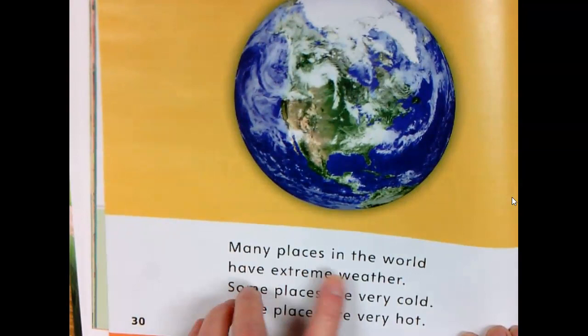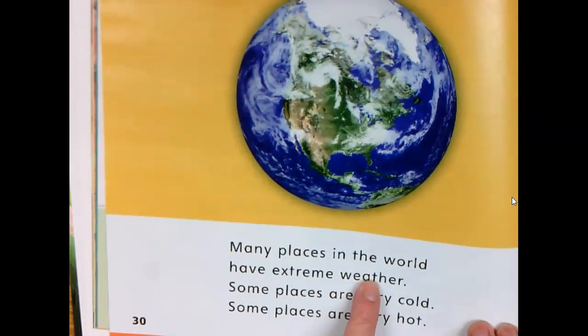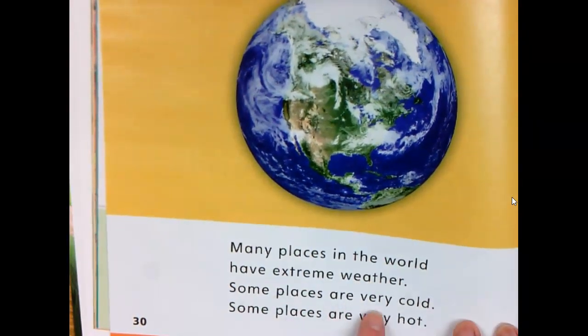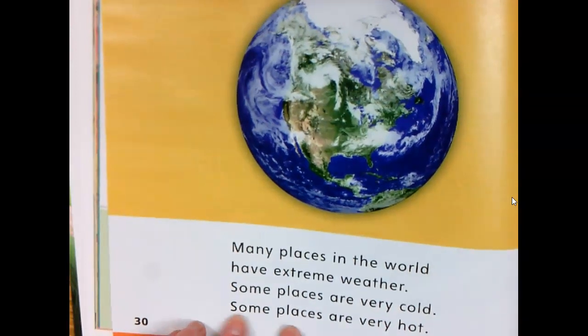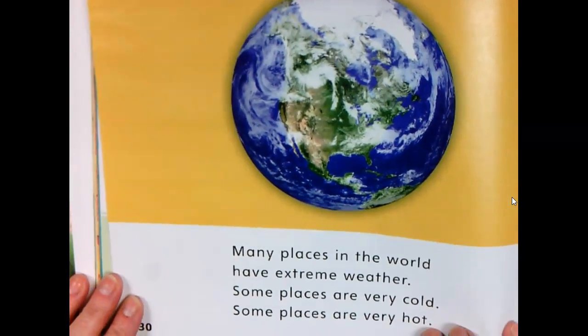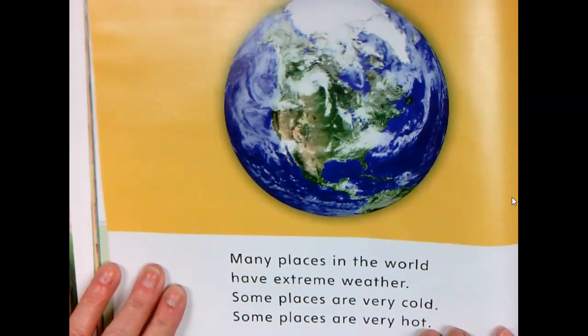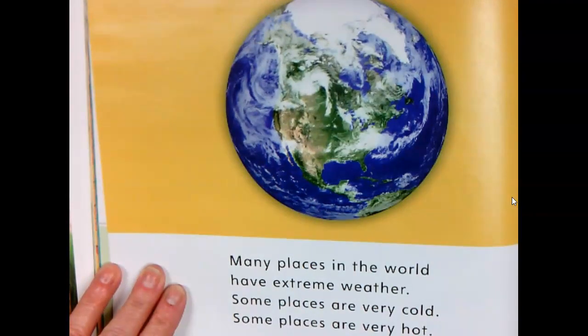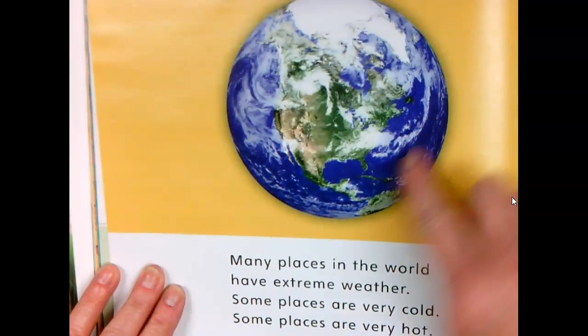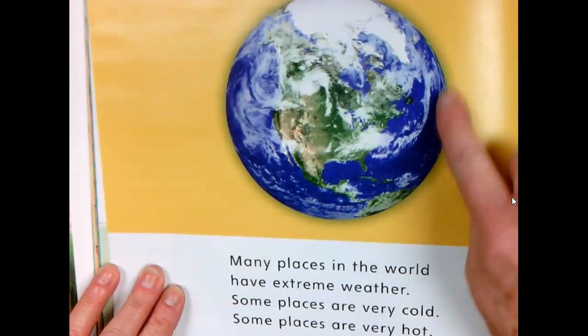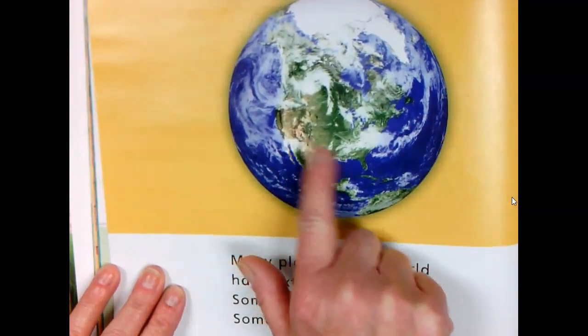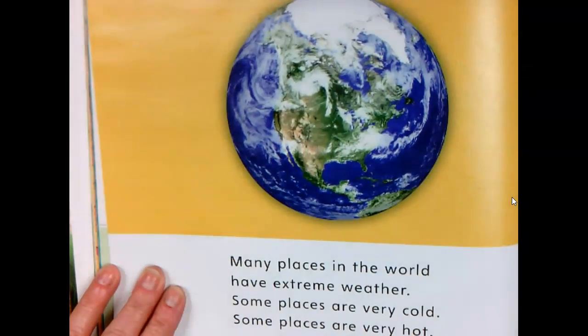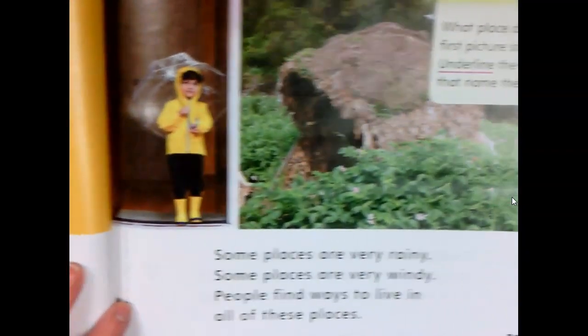"Many places in the world have extreme weather. Some places are very cold. Some places are very hot." Here's a picture of our Earth, our world. Remember we talked about how the blue is all of the water, and the other colored parts are the land. The white is ice. Okay, let's look on at the next page.